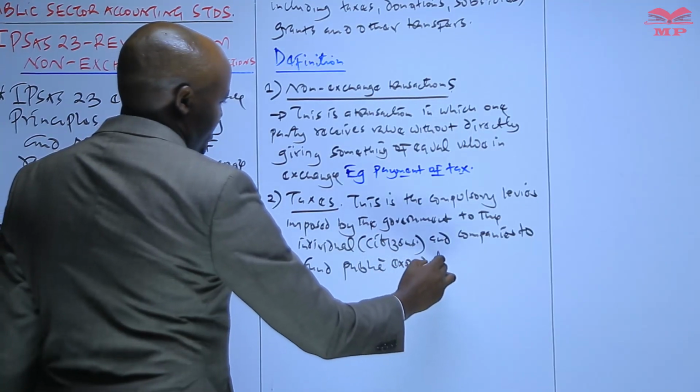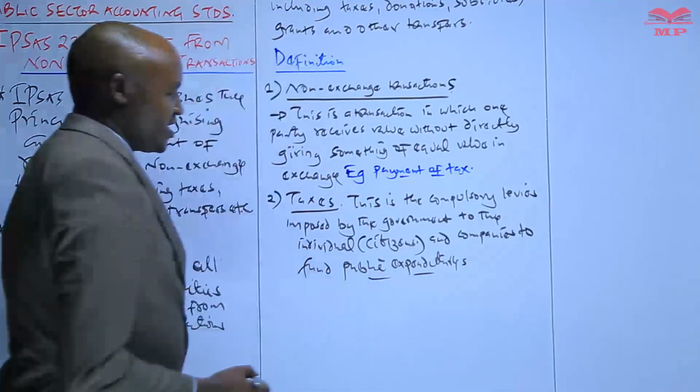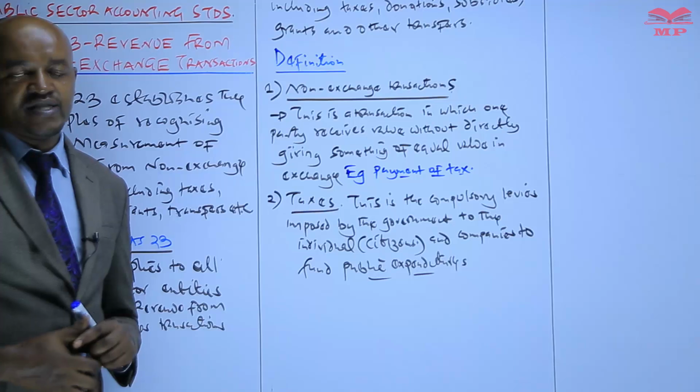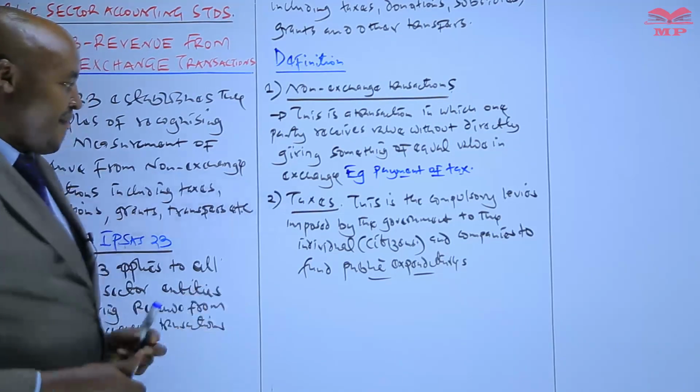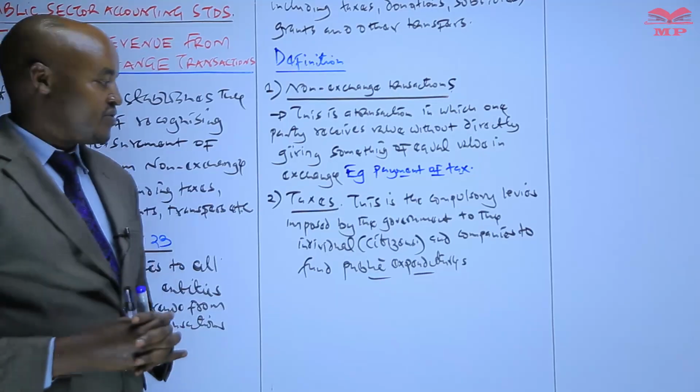So basically, public expenditures are those expenditures which are incurred by the government. Like we know, the government has to provide security to us. It has to employ some security guards, and the government will have to pay those security guards.